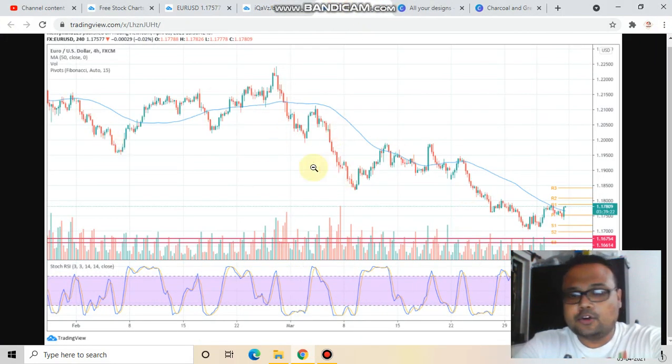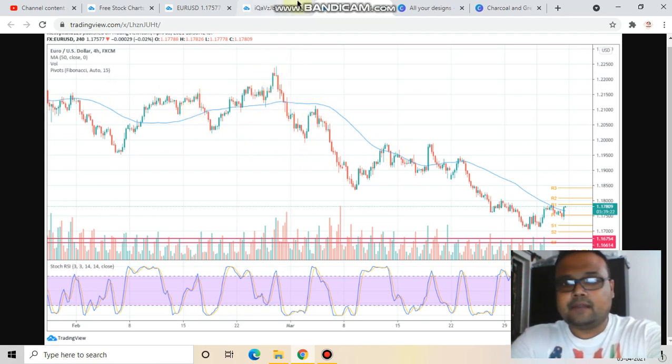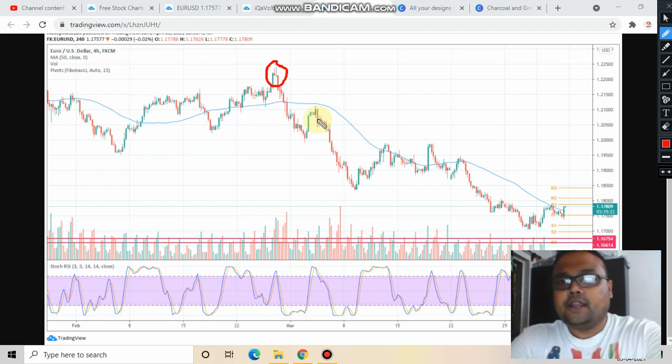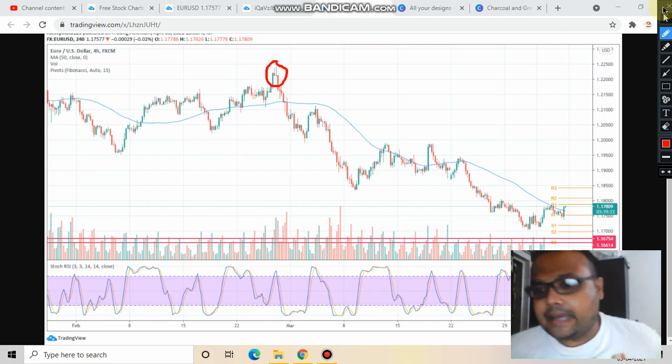So this is the overall chart of Euro USD for the last 2-3 months, and you can see that the market was kind of sideways, and after that the market started falling from this particular point, and after that the market did not go up. More or less, the market was trading below the 50 moving average for the last 2 months. So the market was in downtrend. The market was taking support at the 50 moving average, and we got plenty of opportunities to short the market and make some money. But today the market has changed a little bit.